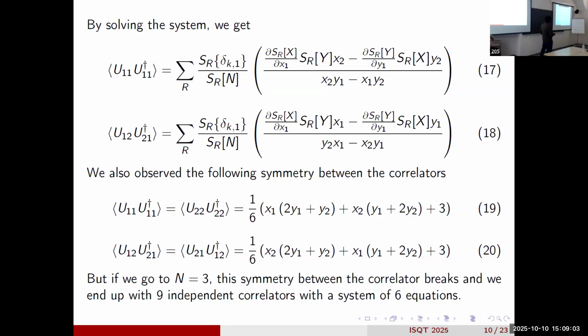So we see that there are some differentials of Schur polynomials over here, and we also found by numerical analysis that this correlator is the same as this one, and this is the same as this one. So they are both the same, and they have this particular value. So we thought, okay, we found some interesting results. Now we can try to generalize this technique of solving linear equations for n equal to 3.